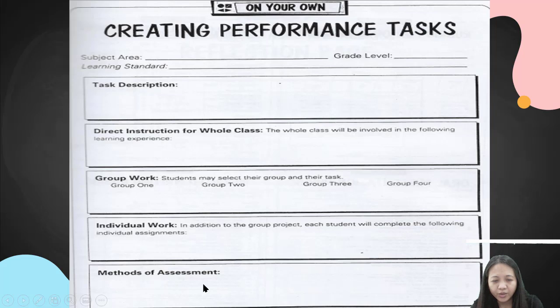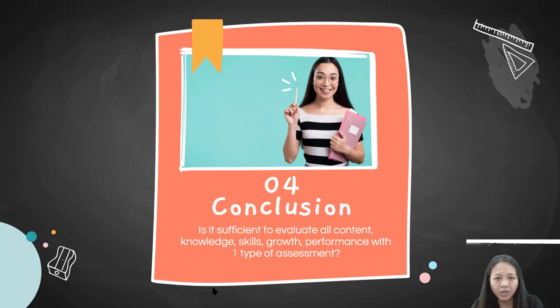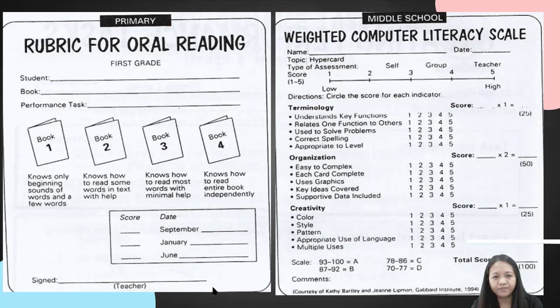How to do this one? Do you want them to record that one or whatever it is? Okay. And then, all in all, I'd like to say: is it sufficient to evaluate all content, knowledge, skills, growth, and performance with only one type of assessment? Of course not. That's why we have performance tasks here to evaluate their performance, so that they don't know only theory, but they have to apply it in real life experience.